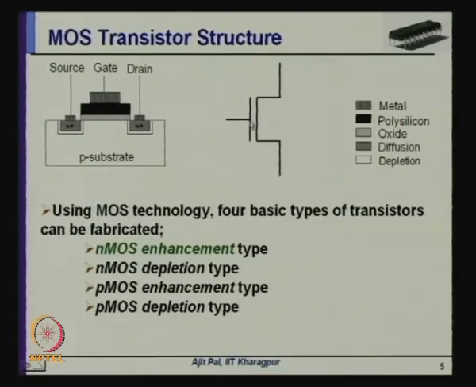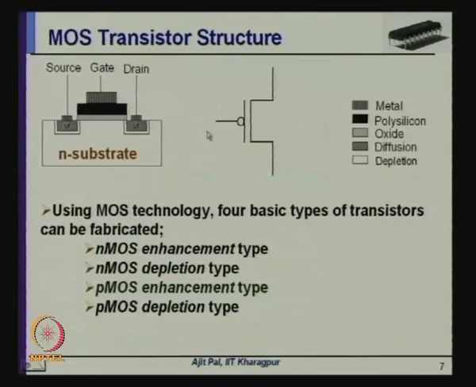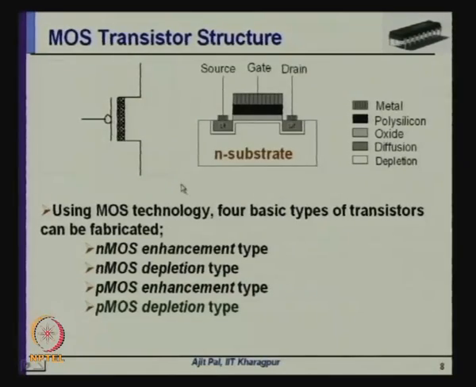There are several types of symbols used in the literature, but this is the most commonly used symbol of NMOS enhancement type transistor. Similarly, this is the most commonly used symbol of NMOS depletion type transistor, and this is the most commonly used symbol of PMOS enhancement type transistor. Then the fourth type is the PMOS depletion type.